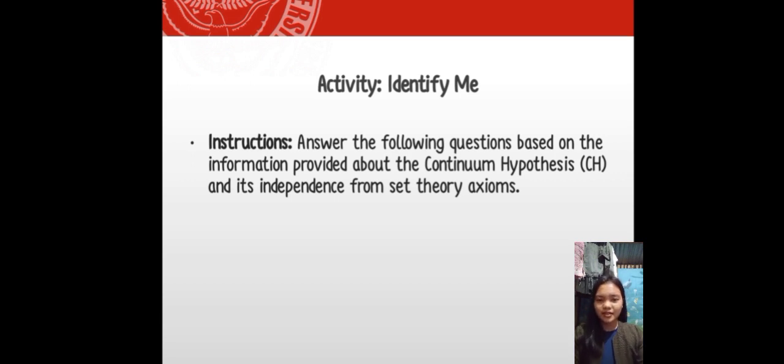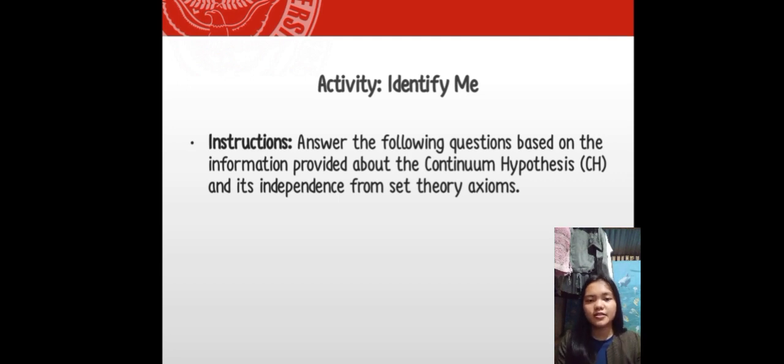Do you have any clarification about the discussion? If that's the case, then let's proceed to another activity. Are you all excited? That's good. This game is called Identify Me. Instructions: answer the following questions based on the information provided about the continuum hypothesis and its independence from set theory axioms.